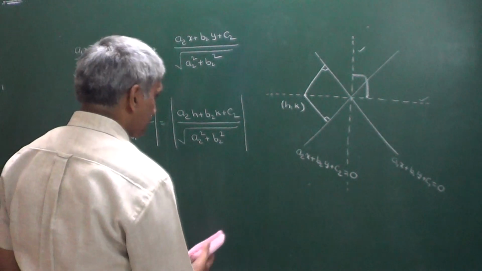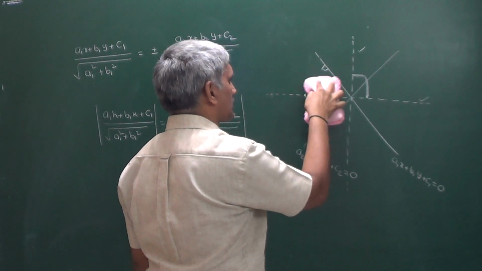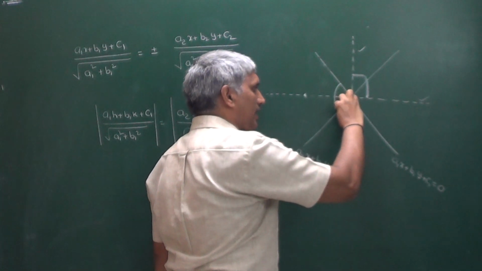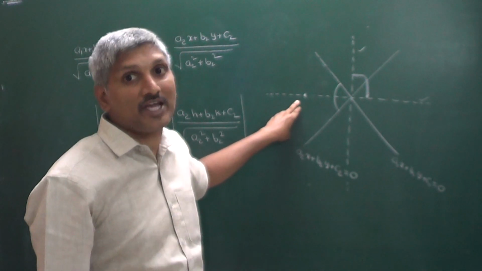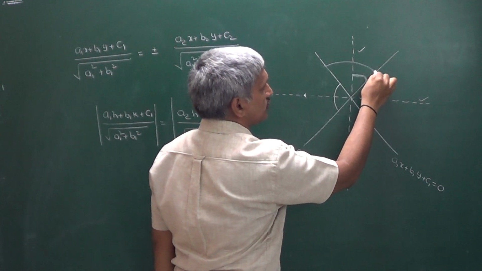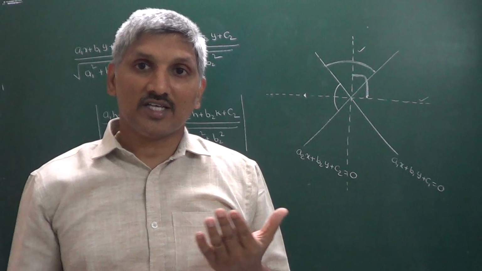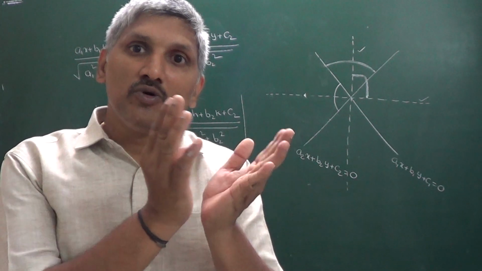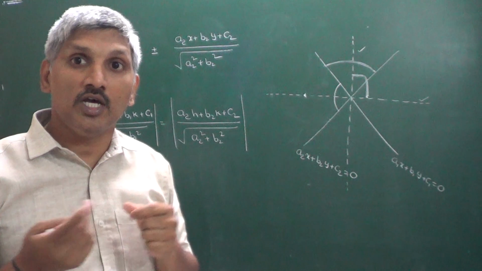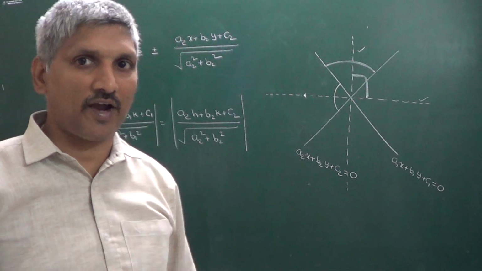Now my question is, sir, okay, I got the angle bisectors, but among these two angle bisectors, one may be an acute angle bisector. If this angle is an acute angle, then this bisector is called the acute angle bisector. If this angle is an obtuse angle, the angle between these two is more than 90, then this bisector is called the obtuse angle bisector. Suppose in the question he is asking to find the acute angle bisector or obtuse angle bisector, how to find it out?